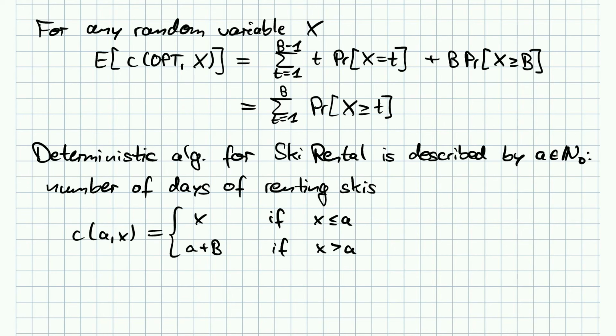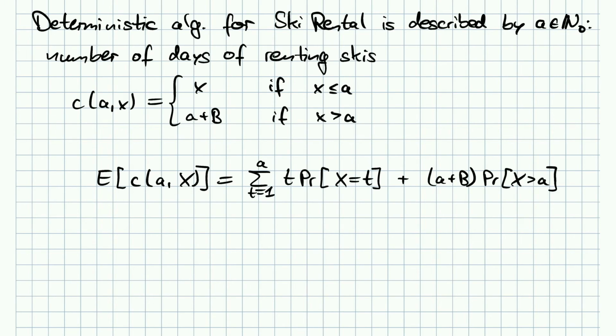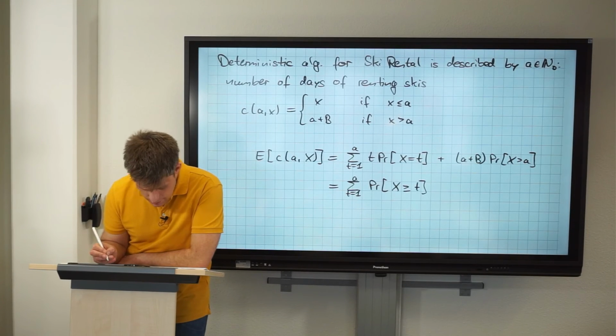So we can also write down the expected cost of any deterministic algorithm on our sequence x. How would we get that? Well, we would now take the sum of all t from 1 to A, then we get t times the probability that x is equal to t, plus A plus B times the probability that x is greater than A. And this we can write also as the sum of t from 1 to A of the probability that x is at least t, plus B times the probability that x is greater than A.